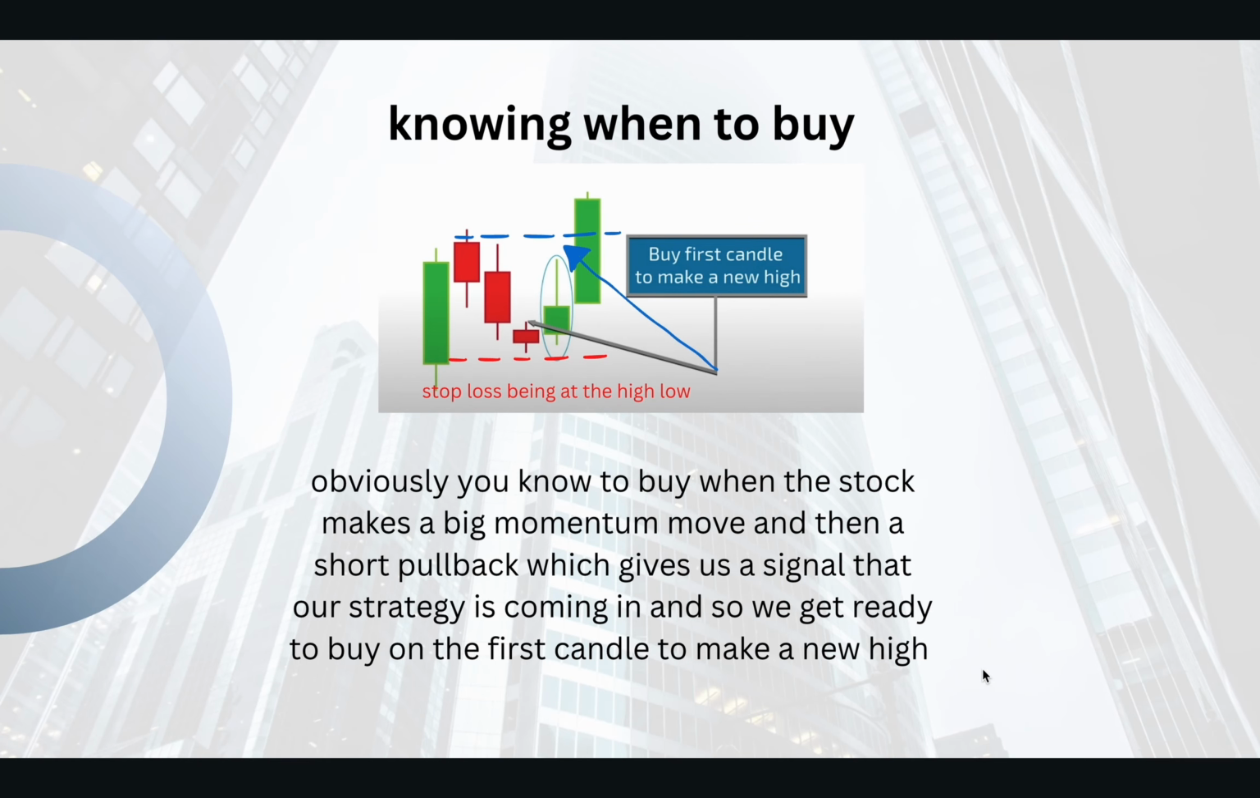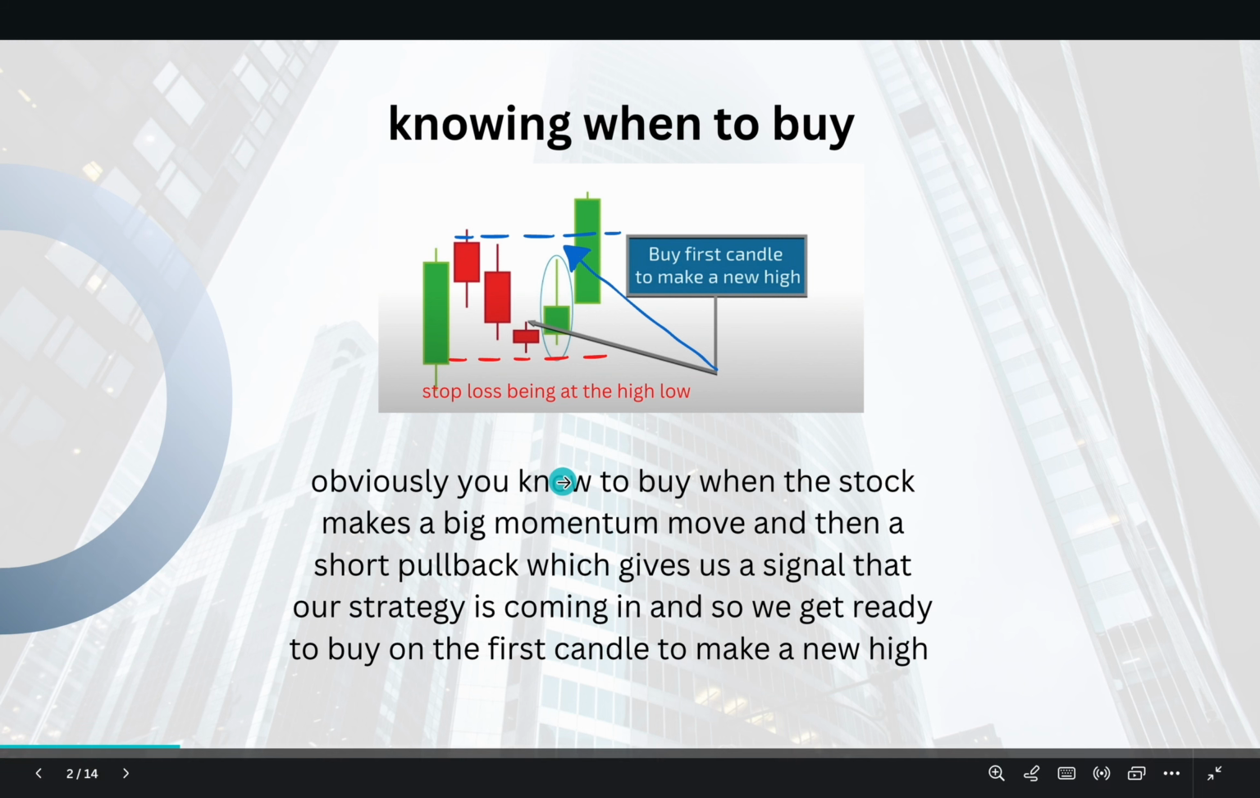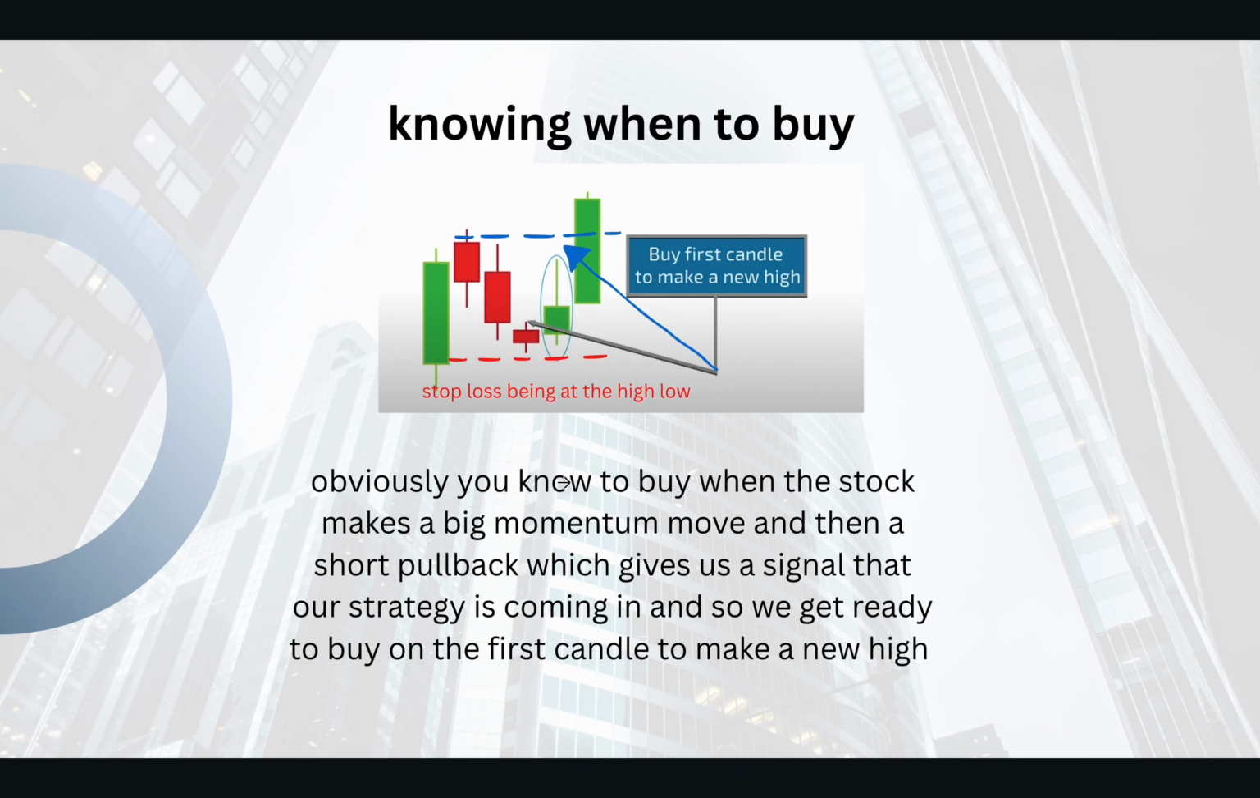Let's go. Entry is knowing when to buy. Obviously you buy when the stock is making a big momentum move and then a short pullback, which gives us a signal that our strategy is coming, and so we get ready to buy on the first candle to make a new high. We already know on the first part what stocks to buy. Now we need to know when to buy them, and that is the pullback.